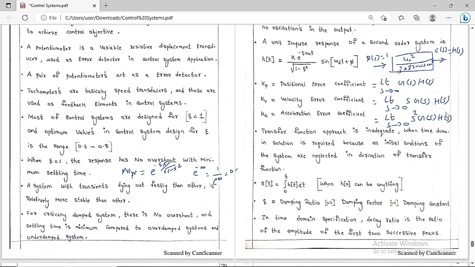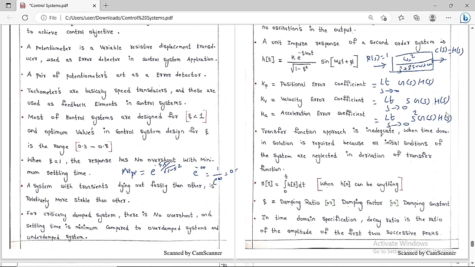So therefore we can say Kp is called the positional error constant and its value is the limit as s tends to 0 of G(s)H(s). Kv is called the velocity error constant, and its value is the limit as s tends to 0 of s G(s)H(s). Ka is called the acceleration error constant and its value is the limit as s tends to 0 of s² G(s)H(s).